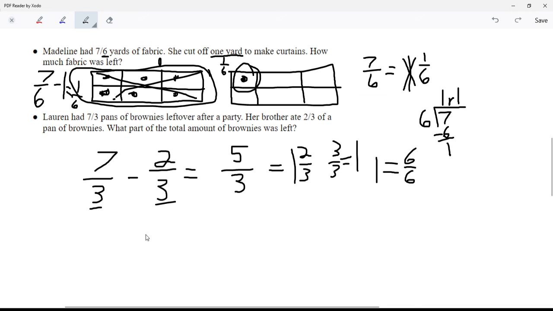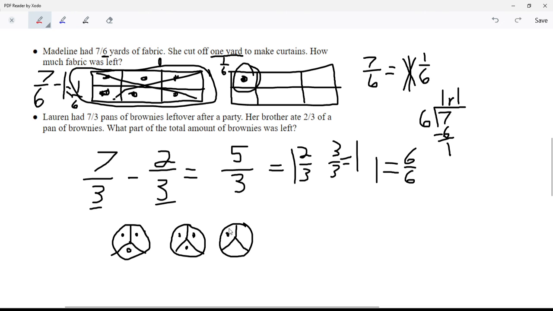We can also draw this out, and so 7/3 would be, okay, 1 2 3 4 5 6 7. That's 7/3. Then I can take this red and I can subtract 2/3. 1 2. And then how many thirds do we have?